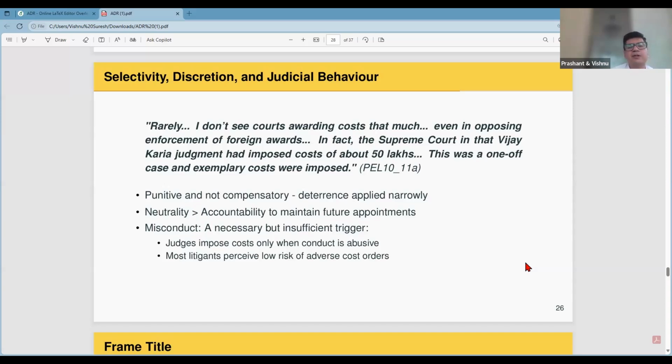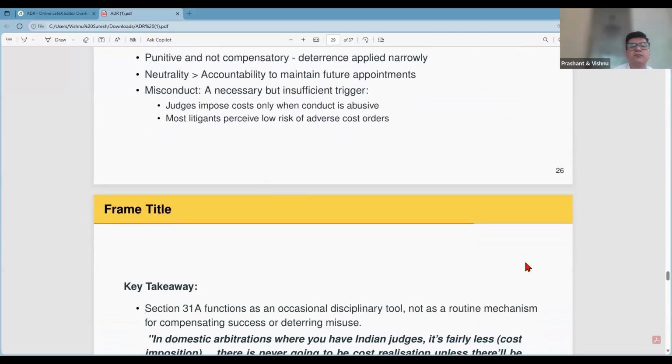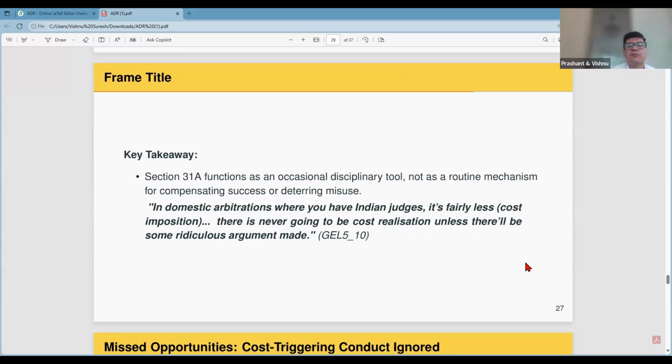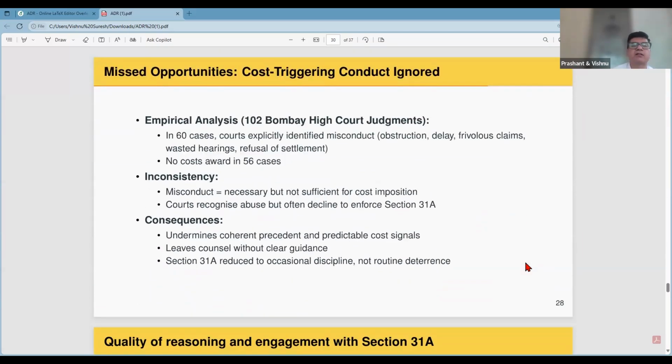Misconduct is a necessary, but appears to be an insufficient trigger, because it's not that in all cases that involve misconduct, they impose cost. So this is an occasional disciplinary tool, but not a routine or predictable mechanism for compensating success.